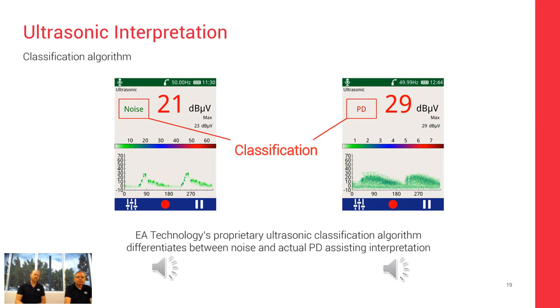You also have to take into account what sensor you are using and what you were testing to help figure it out. On the right-hand side, we have a proper PD source. I'll just play the sound from that one now. That one there is from a discharging defect, and we can hear the crackling and the arcing and sparking going on. So the algorithm's classified it as PD.